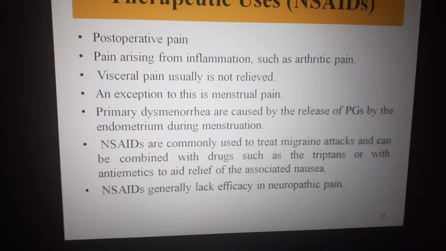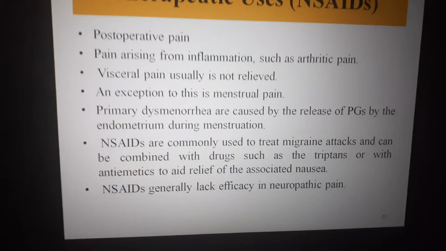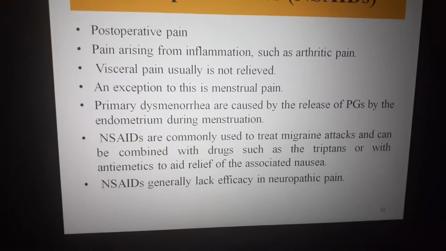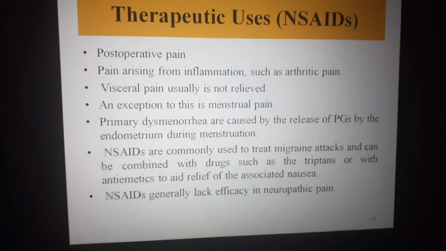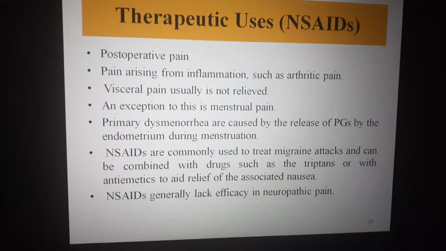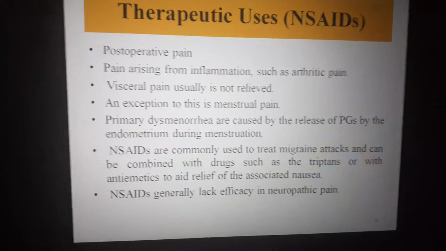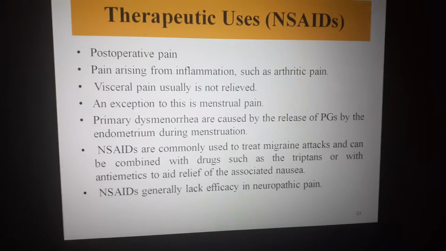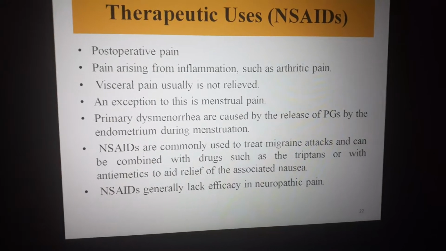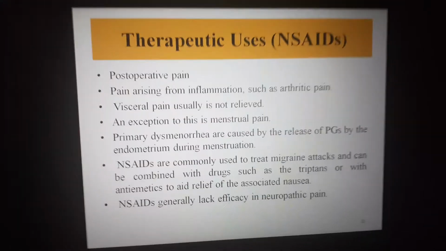Pain is of mainly two types: integumentary pain, that is the superficial pain or musculoskeletal pain, and visceral pain. So these drugs have mainly action on integumentary or superficial pains that arise from musculoskeletal structures. In visceral pain, especially opioids are useful, and in neuropathic pain, anti-epileptic and antidepressant drugs are useful.